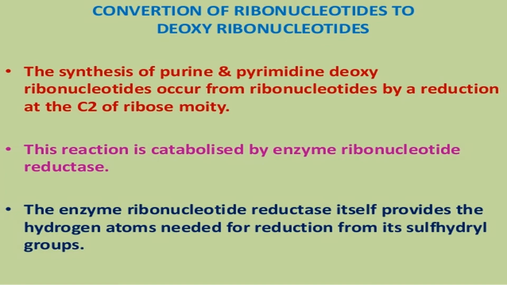The synthesis of purine or pyrimidine deoxyribonucleotide occurs from ribonucleotide by reduction at the C2 of the ribose moiety. This reaction is catalyzed by the enzyme ribonucleotide reductase. The enzyme ribonucleotide reductase itself provides the hydrogen atom needed for reduction from its sulfhydryl group.